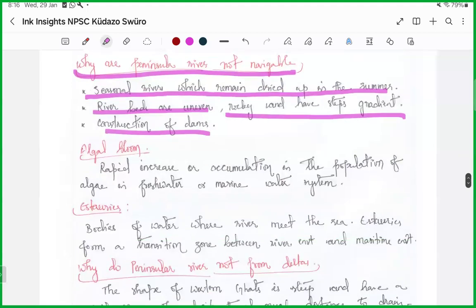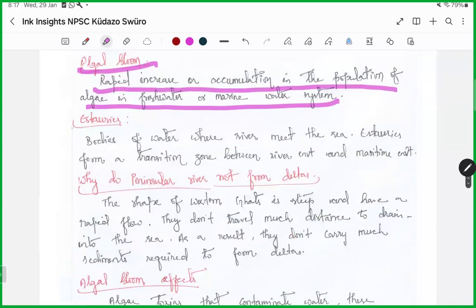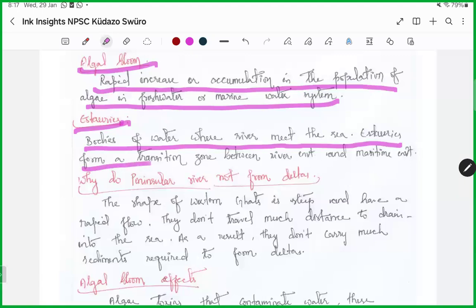And then this algal bloom. If you go through the PYQs, you will come across the question on algal bloom, okay? So rapid increase or accumulation of the population of algae in freshwater or marine water systems is called algal bloom, all right? And then what are estuaries? Estuaries are bodies of water where a river meets the sea. Estuaries form a transition zone between river and maritime coast.